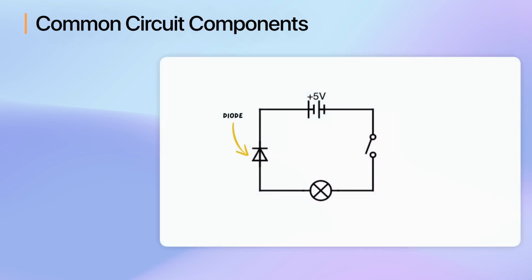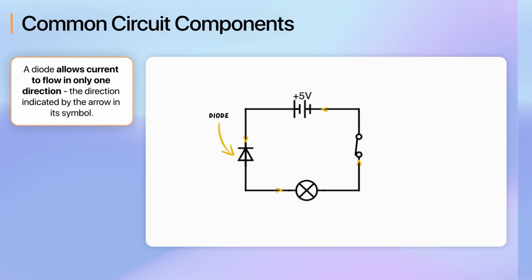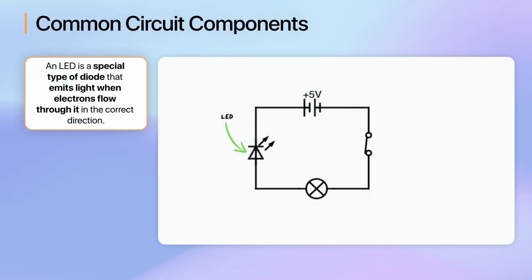A diode works like a one-way street for current. It allows current to flow in only one direction, the direction indicated by the arrow in its symbol. If current tries to flow the opposite way, the diode blocks it. An LED is a special type of diode that emits light when electrons flow through it in the correct direction. In a circuit diagram, the symbol for an LED is similar to that of a diode, but with small arrows pointing away from it, indicating it emits light. LEDs are commonly used to show whether a device is on or off.